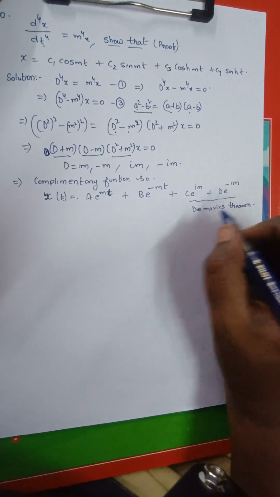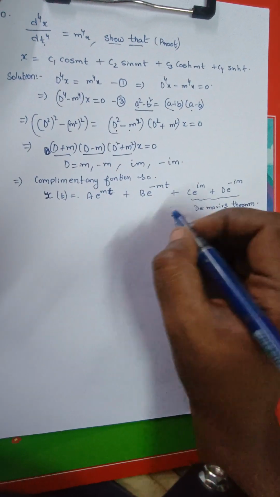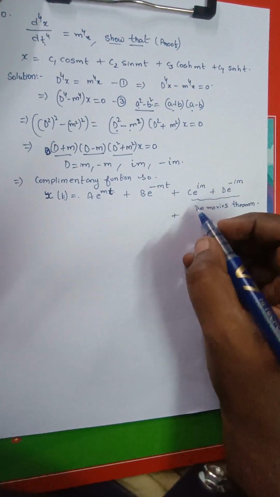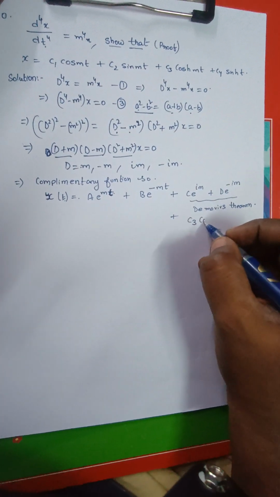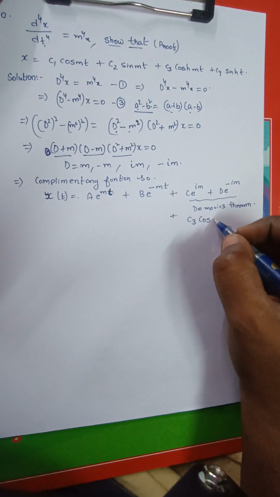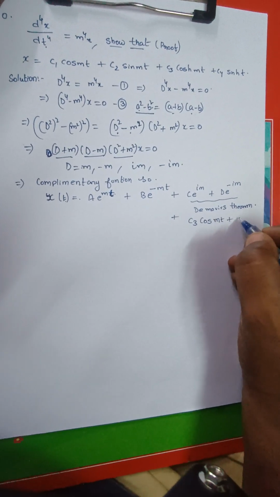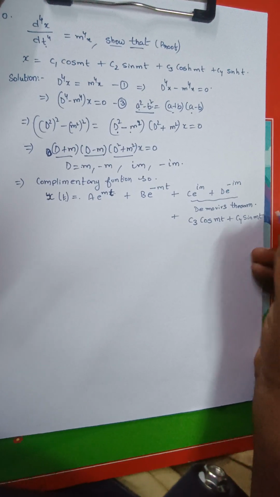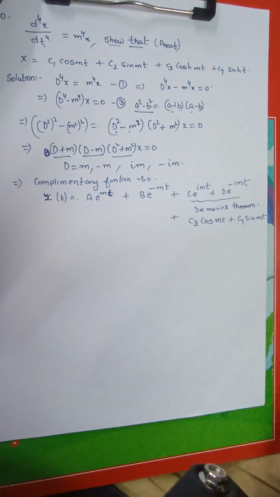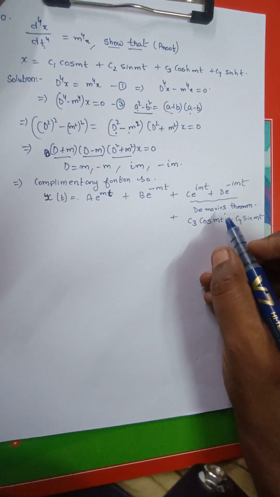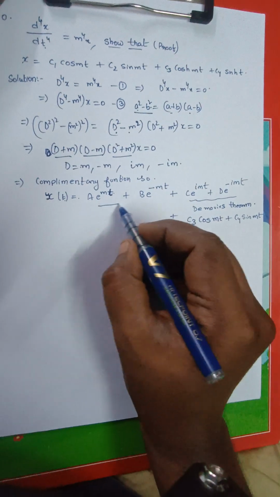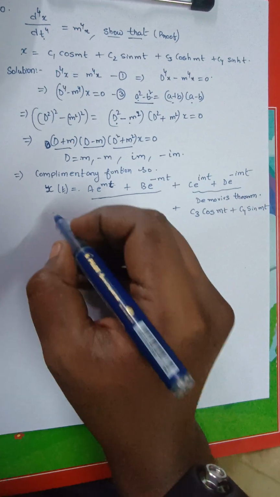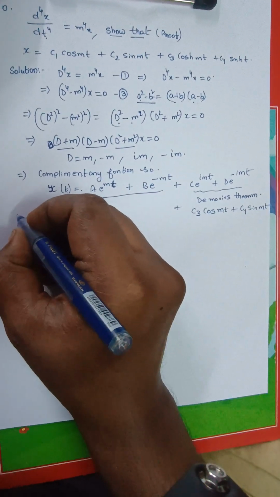These two can be expanded by De Moivre's theorem, and after further expansion we can write it as c3 cos mt + c4 sin mt. A little bit tight because it's a complex function. Now let's come to this particular part. Most students get confused about how to write this particular term. So the easiest way to understand is this.